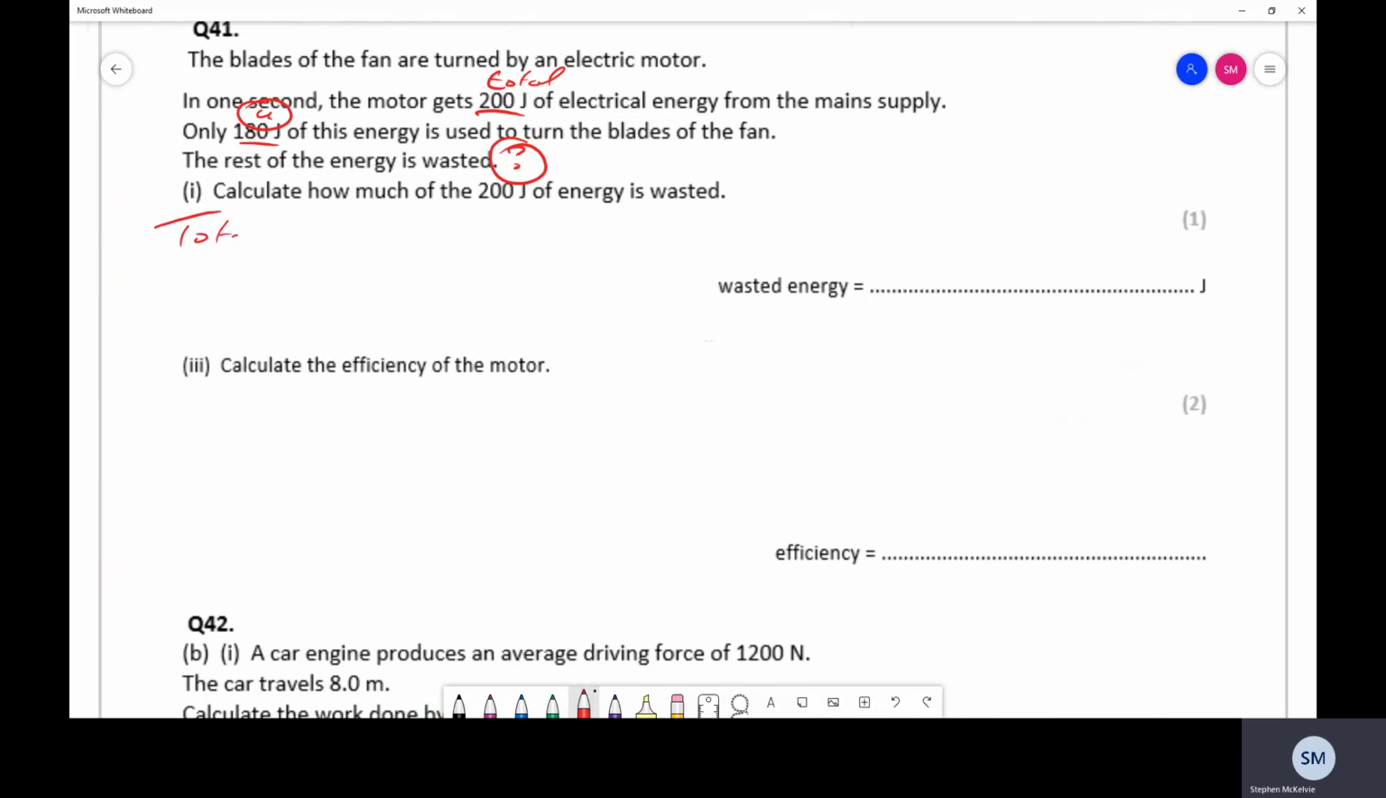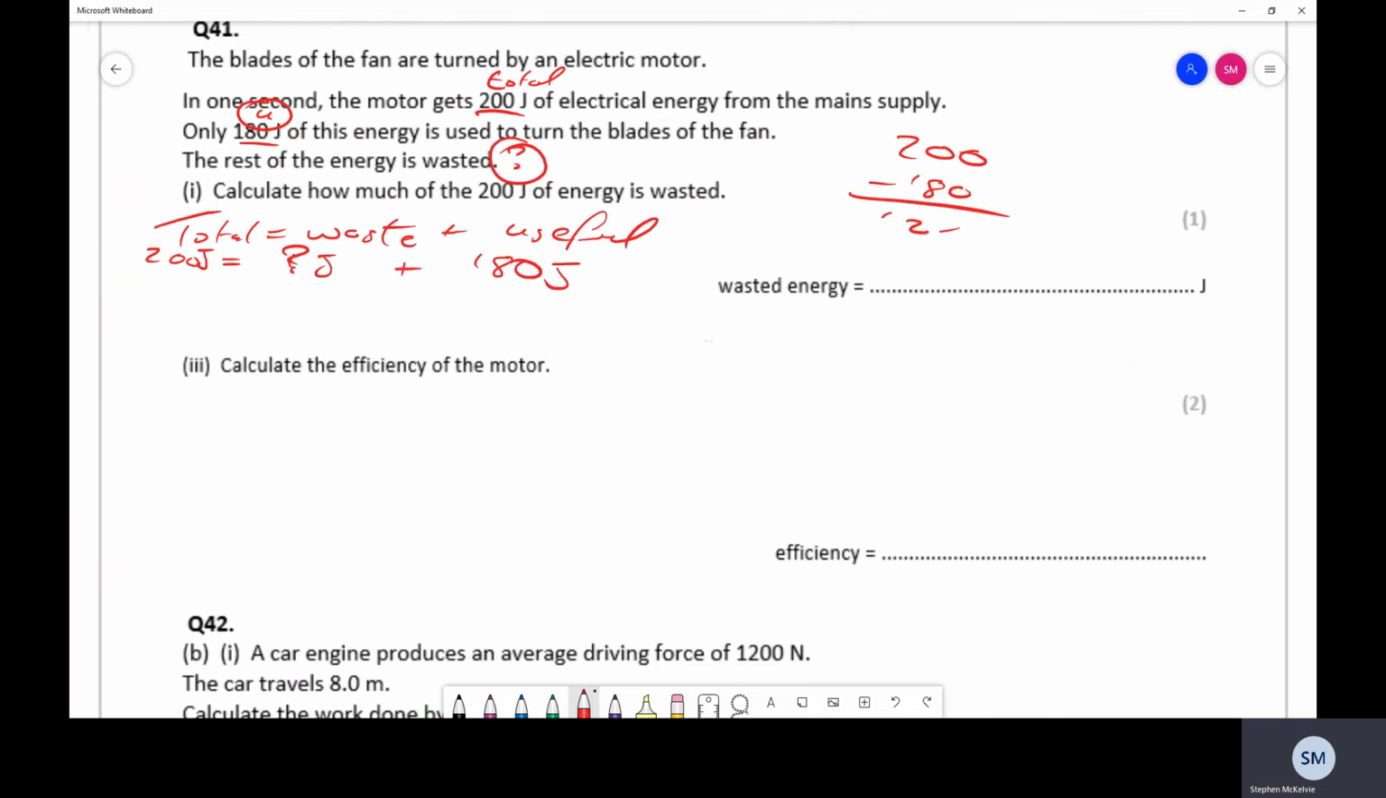The total, I'm going to get it right this time, is equal to the waste plus the useful. So the total amount of energy going in, 200, is equal to the waste, which I do not know, plus the useful energy, which is 180 joules. Oh, I forgot my units. So 200 take away 180 is 20 joules.